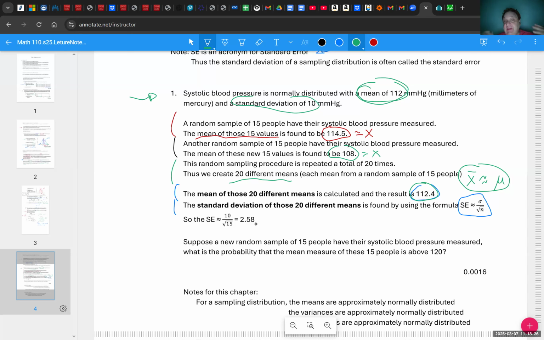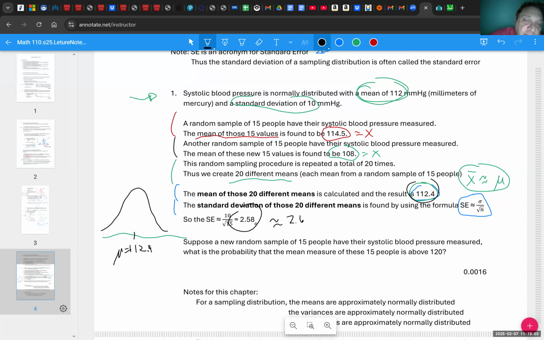So we have now a distribution of these samples called a sampling distribution. And for a sampling distribution, I'll just draw a little picture right here. It's going to be a bell-shaped curve. We know that the mean is about 112. So that's the middle. That's the mean. I guess the mean is 112.4 if you want to be more precise, but it's approximately 112. The standard deviation is approximately 2.58. I'll say it's 2.6, just to make my numbers a little bit easier.